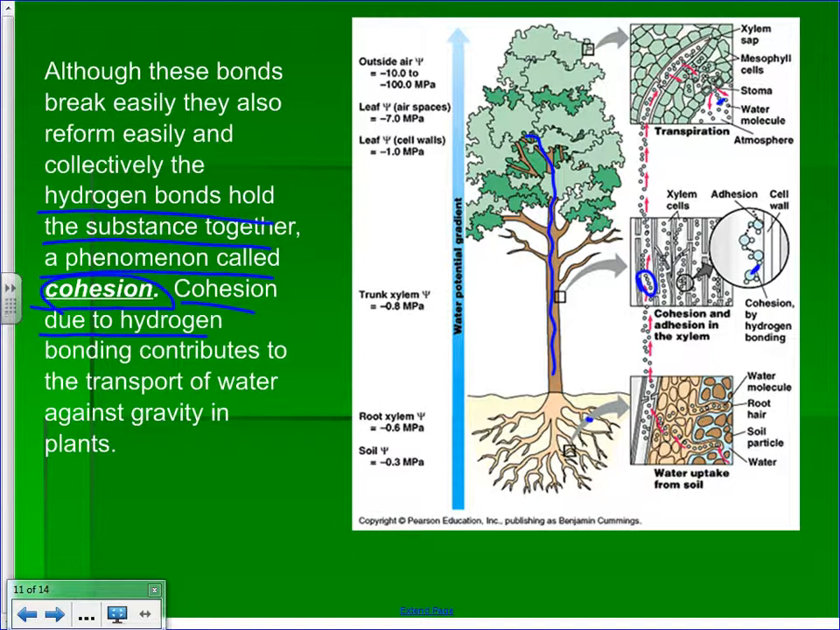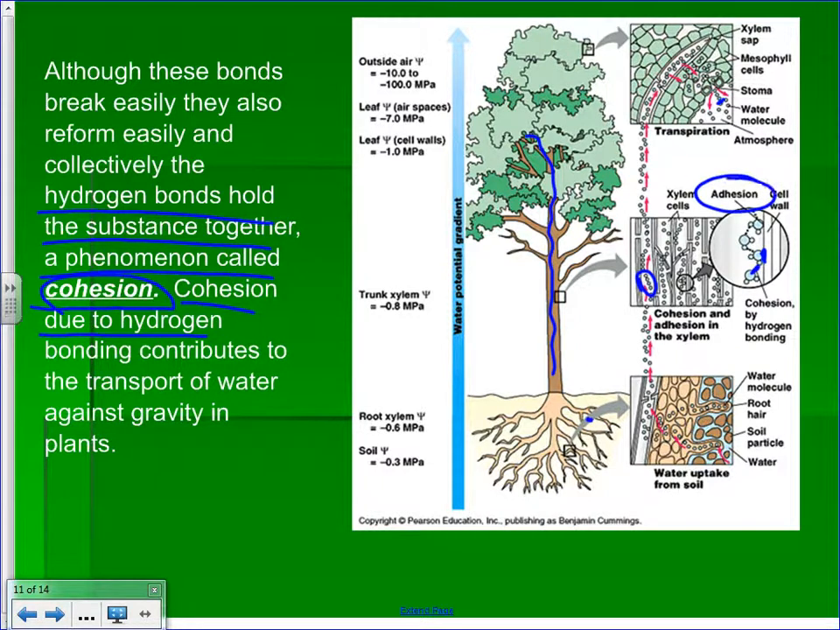Now, in the trunk of the tree, the inside of those tubes is also polar. So the water molecules can form hydrogen bonds to the inside of the tube, which allows them to not fall back down the tube when the pulling action stops, so they can stay kind of suspended in there. That's what we call adhesion.